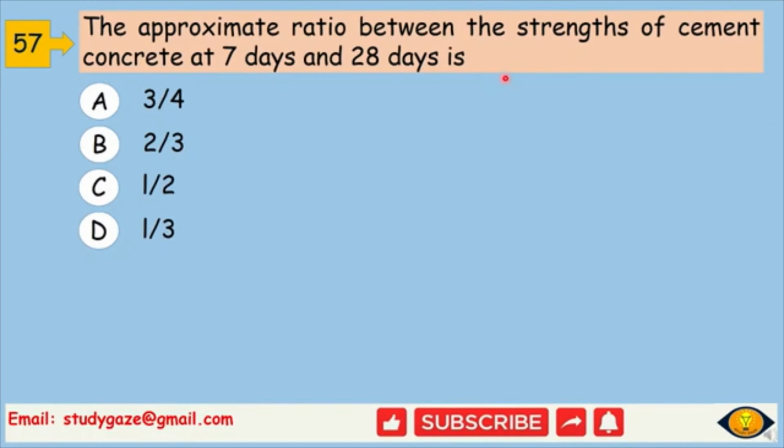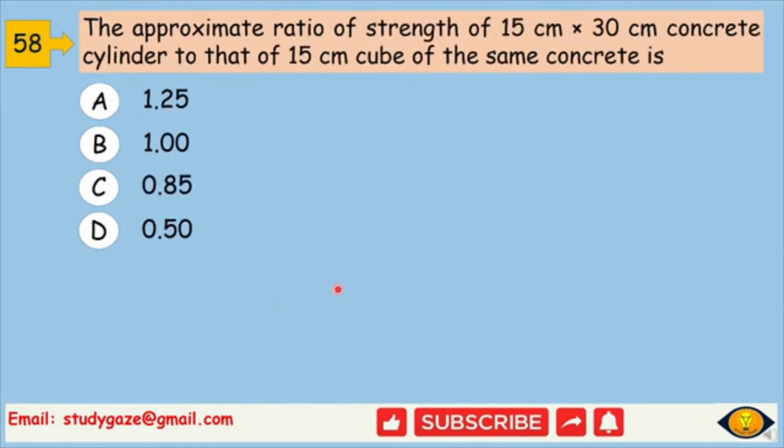57. The approximate ratio between the strength of cement concrete at 7-day and 28-day is 3/4, 2/3, half or 1/3. Answer will be B. 2/3. 58. Approximate ratio of strength of 15/30 cm concrete cylinder to that of 15 cm cube of the same concrete is 1.25, 1, 0.85, 0.5. Answer will be C. 0.85.